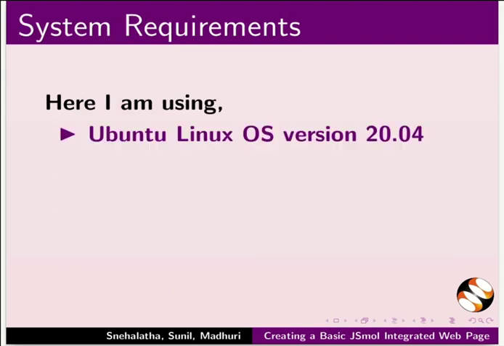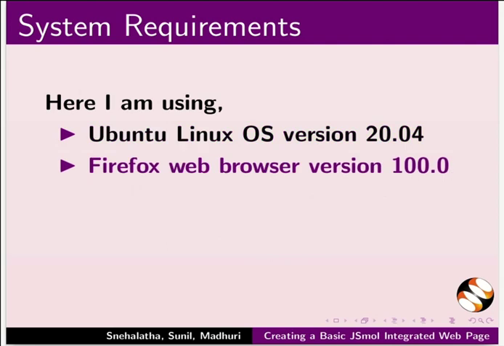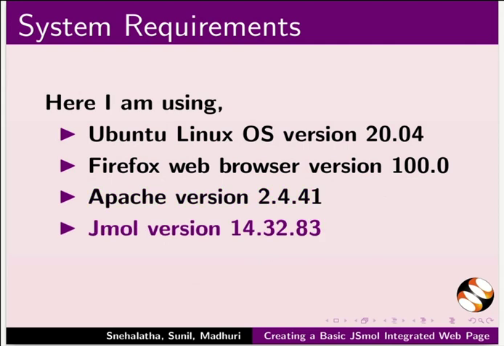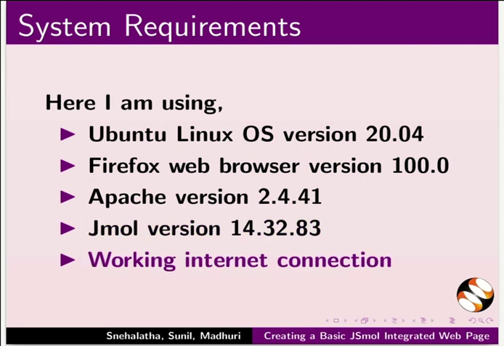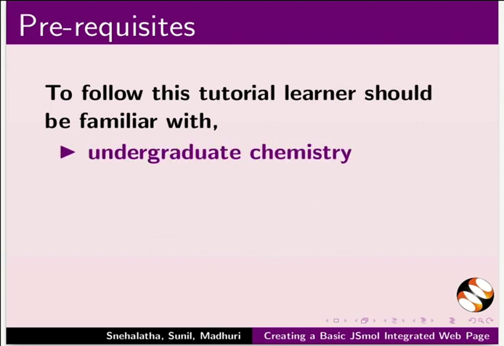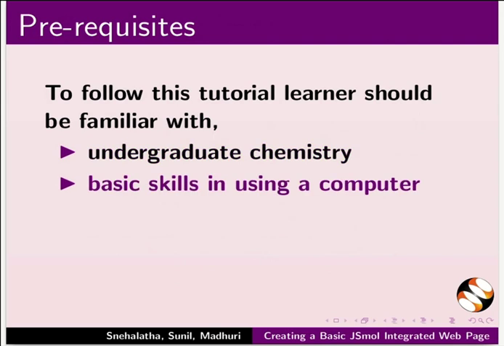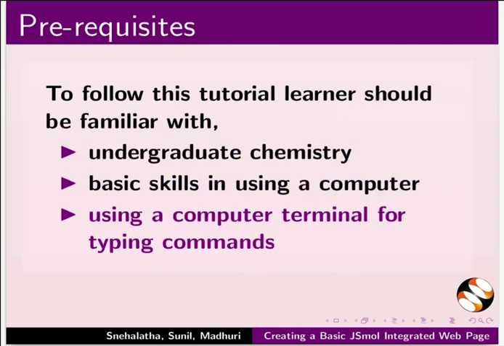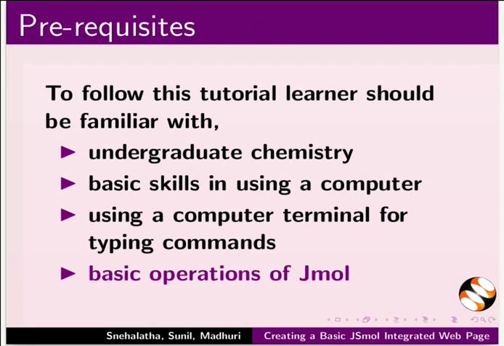Here I am using Ubuntu Linux OS version 20.04, Firefox web browser version 100.0, Apache version 2.4.41, Jmol version 14.32.83, and a working internet connection. To follow this tutorial, learners should be familiar with undergraduate chemistry, basic skills in using a computer terminal for typing commands, and basic operations of Jmol.